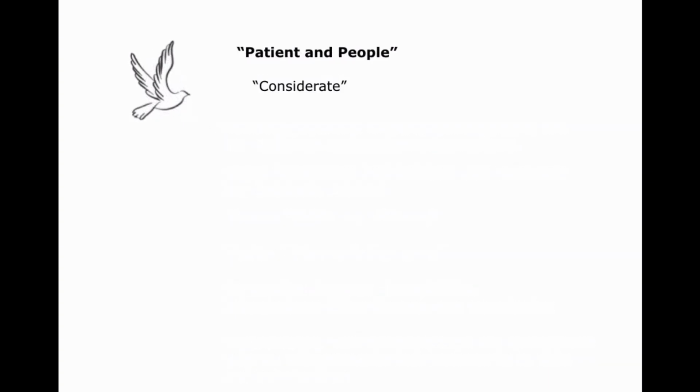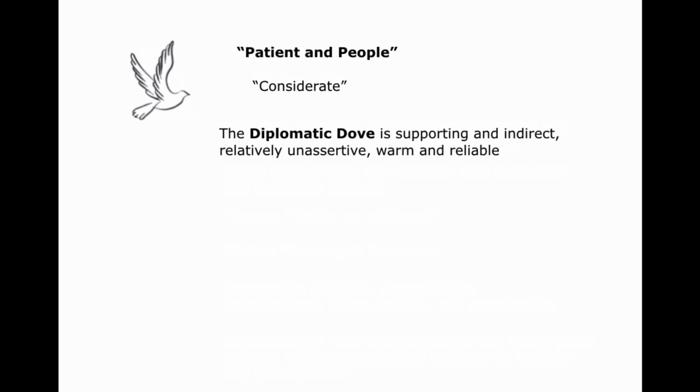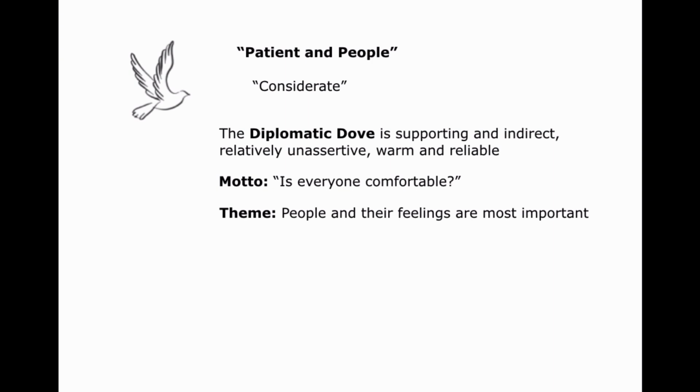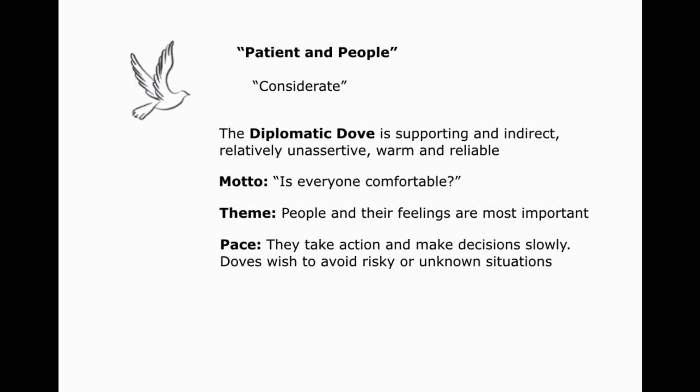The dove is patient and people-oriented, and they're very considerate. They're supporting, indirect in their communication, relatively unassertive, warm, and reliable. Is everyone comfortable? When they make a decision, they want to make sure people are comfortable with that decision. The people and the feelings of those people that they work with, that they direct, are most important to them.